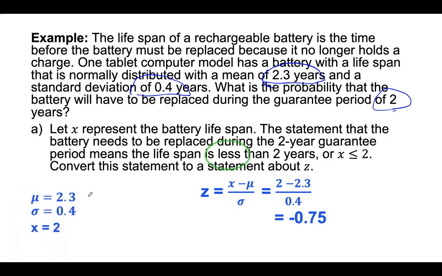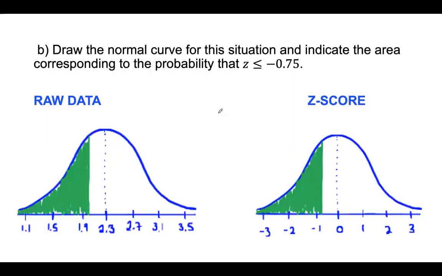So we have our mean, we have our standard deviation, we have a raw value. So let X represent the battery life. The statement that the battery needs to be replaced during the 2-year guarantee period means that the lifespan is less than 2 years. So X is less than or equal to 2. Convert the statement to a statement about the Z-score. So it's just going to be X minus mu divided by sigma, and we calculate it and get 0.75.